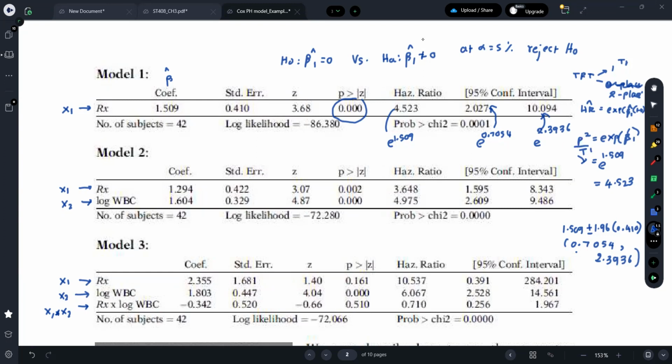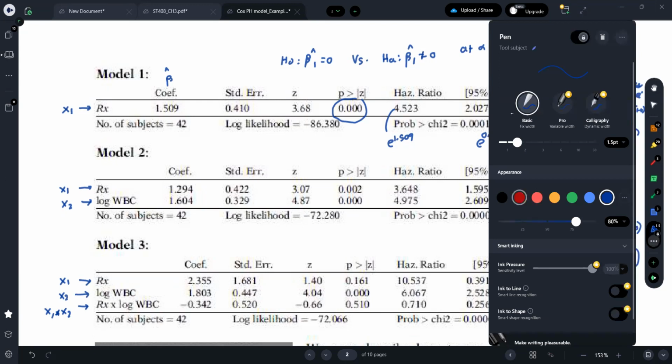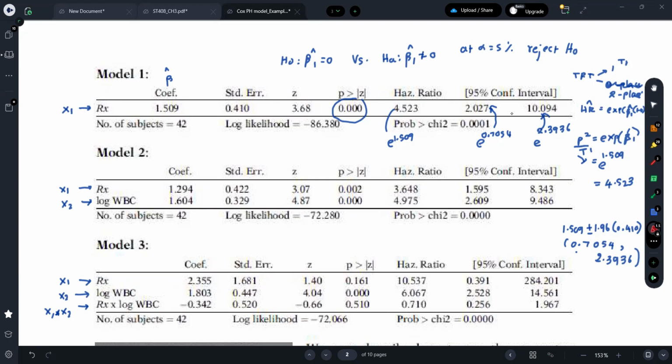And the other thing you have to look at is the confidence interval for the hazard. The 95% confidence interval for the hazard. Let me use another color. Now look at this confidence interval: 2.27 to 10.094. So where's 1? 1 is somewhere here, right? Now tell me, hazard ratio 1, what does that mean? 1 to 1 ratio. Is there a difference? No, right? 1 to 1 ratio means both are the same.